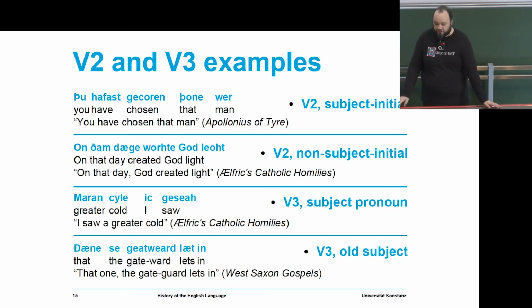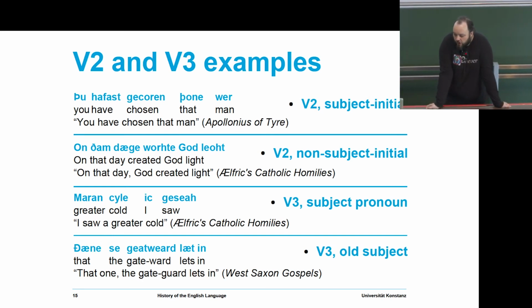In the first example you see here, Þú havast gekoren þona ver, you have chosen the man, or that man. The finite verb here is havast, so this is like du hast, right? And here the subject is the pronoun du, and because the subject is in first position, you don't need to do anything special with the verb or with anything else. In fact, the word order in this example actually looks just like modern English. You have chosen that man. There's actually no difference here. But that's only true some of the time.